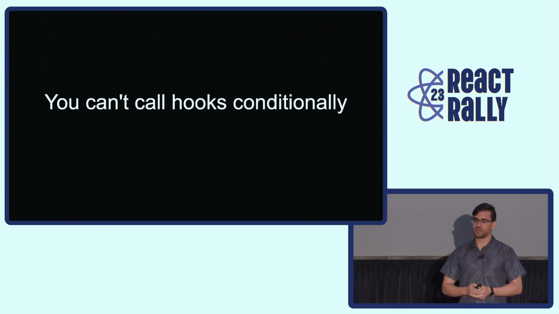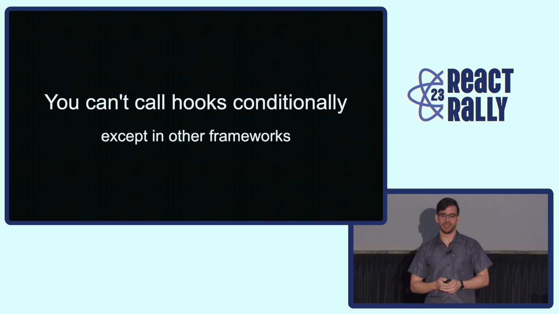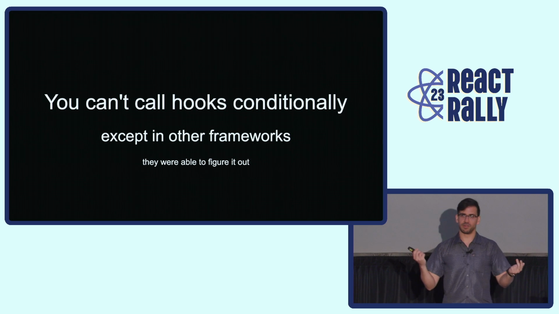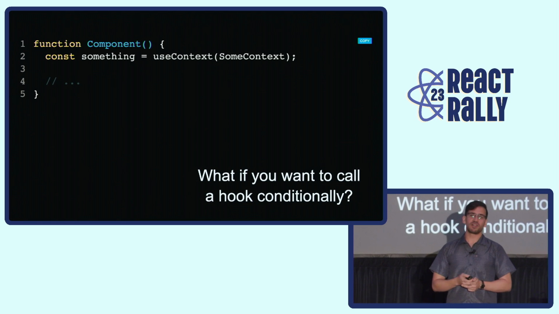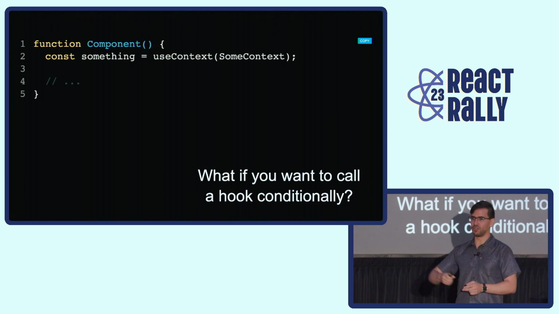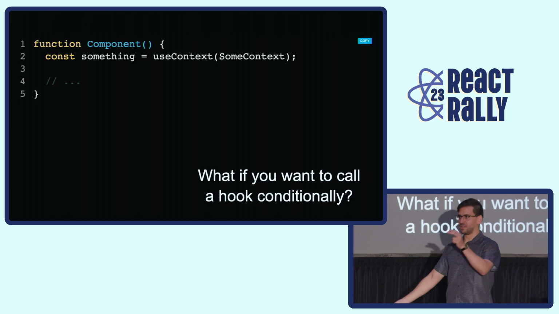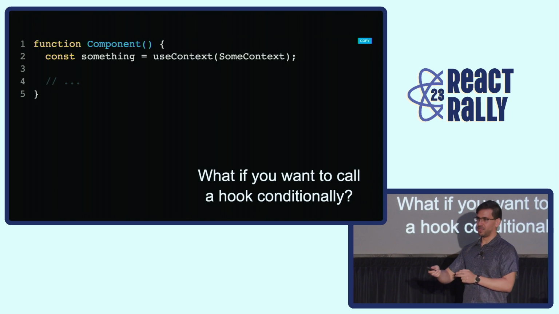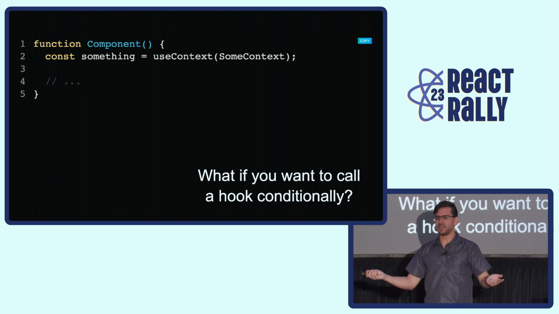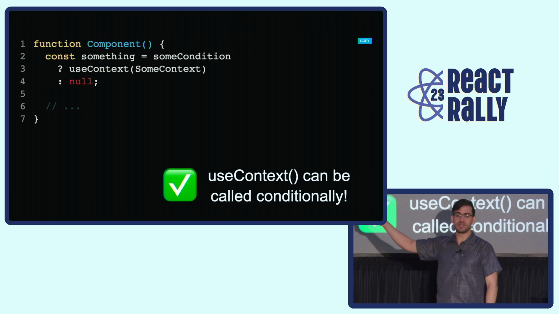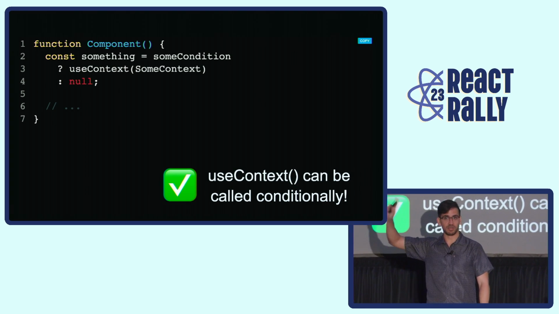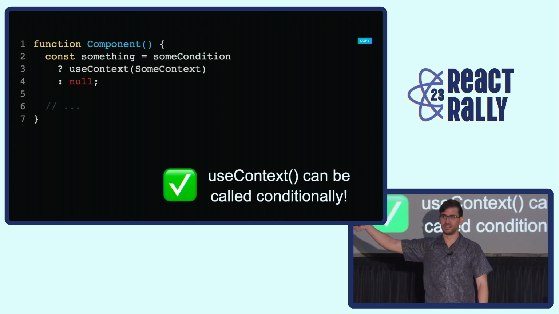Let's talk about the rules of React hooks. There's one where you can't call hooks conditionally, except in other frameworks where they were able to figure it out. So what if you did want to call a hook conditionally? There are tricks to it. You could put it in a component and have that component just be a dummy component, where if you conditionally render that component, it's somehow okay. But guess what? The useContext hook, you can call this conditionally. Anyone know why? Any guesses?